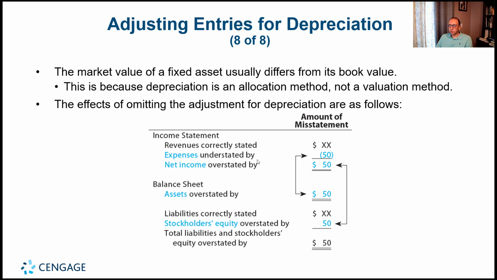And when net income is overstated, stockholders' equity would be also overstated. Because remember, net income is going to be reflected later on in stockholders' equity under retained earnings. For the balance sheet, under assets, it's going to be overstated because we did not reduce the value of the asset by the accumulated depreciation. So assets would be overstated.